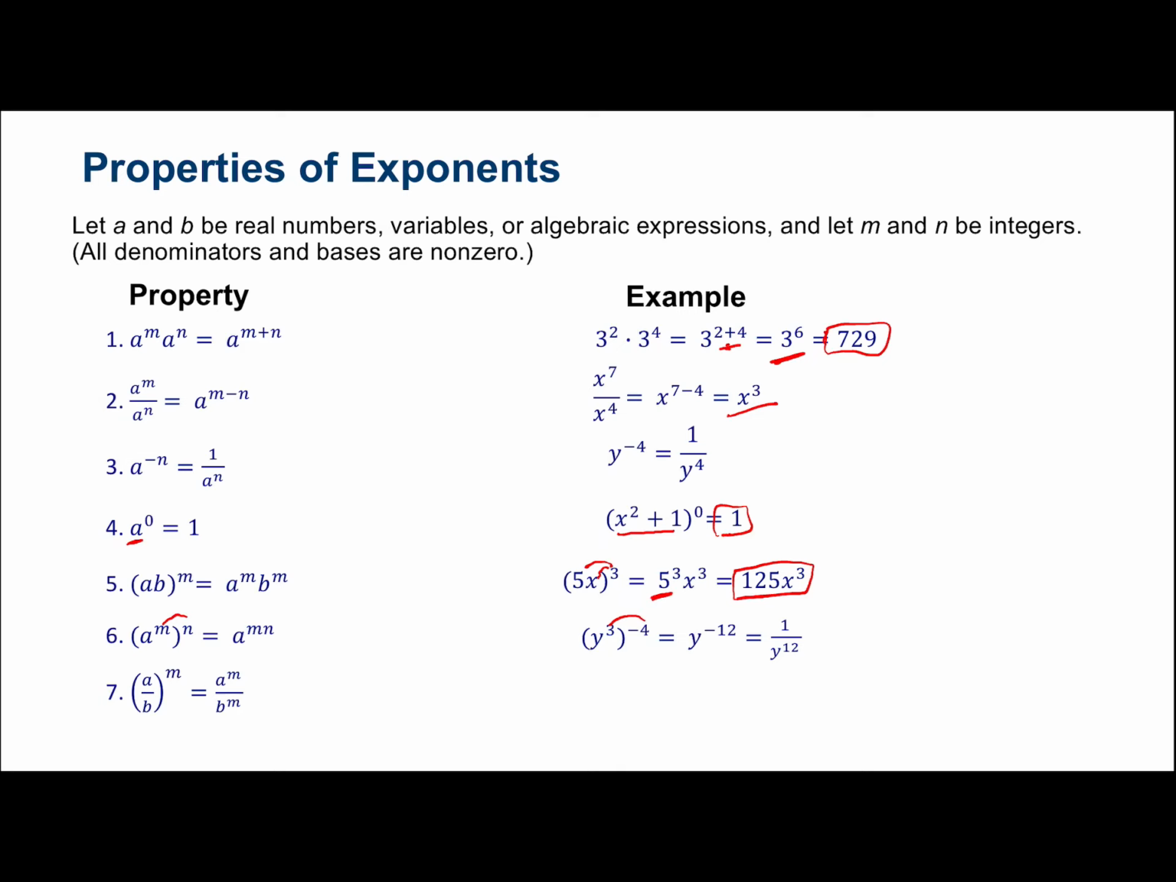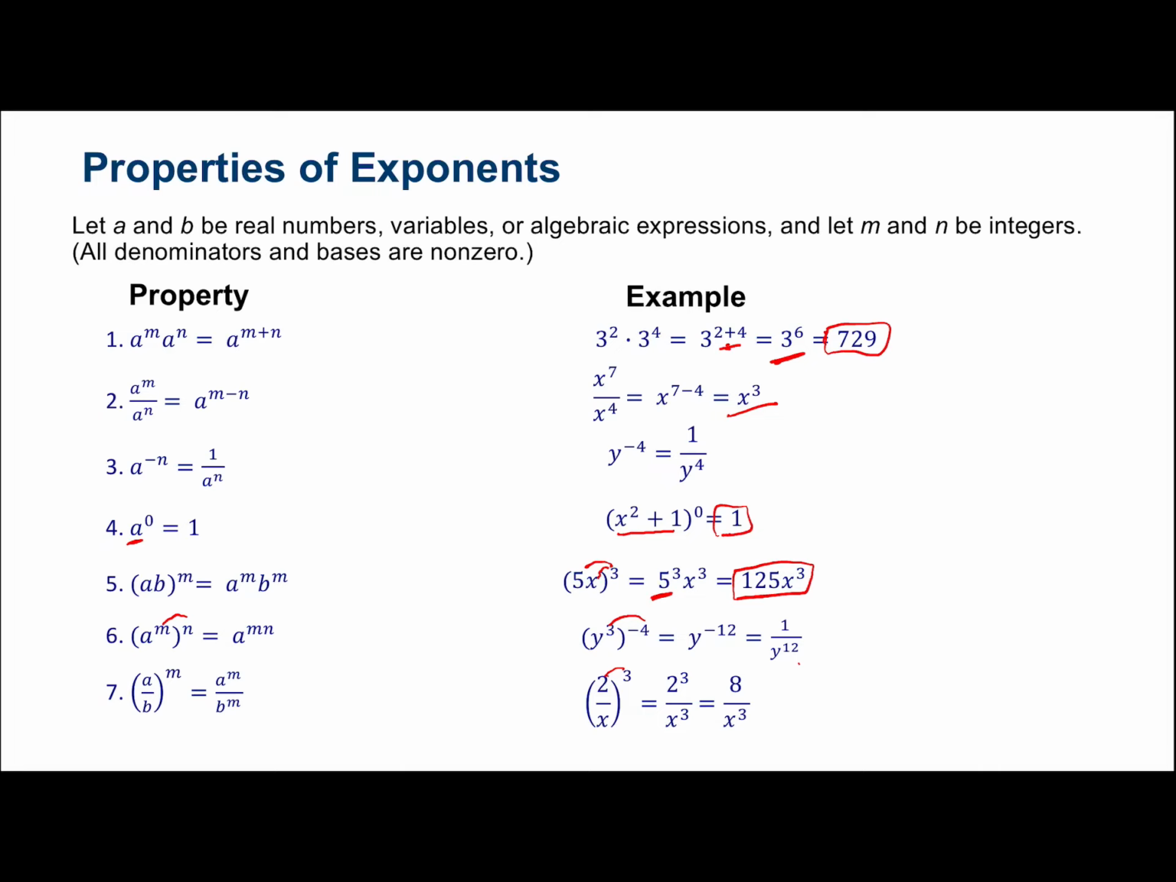If I have a to the m to the nth power, a power to a power, that means we multiply them. So for example, if I have y cubed to the -4th, I'm going to multiply the 3 and -4, which gives us -12. Remember, we don't want negative exponents. To make it positive, I'm going to move it to the bottom, so 1 over y to the 12th.